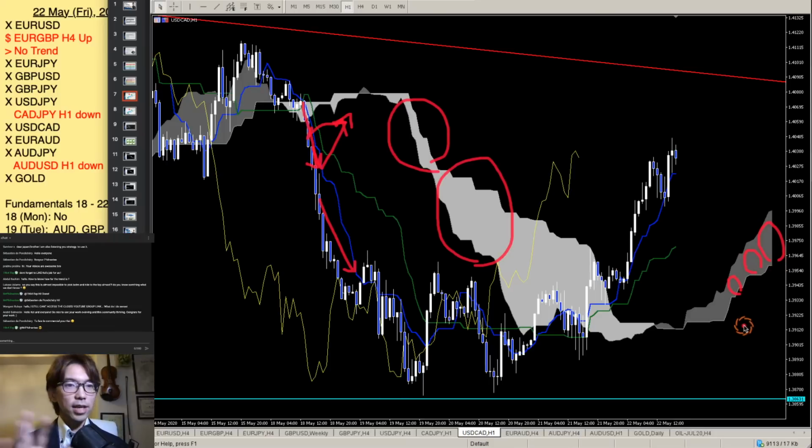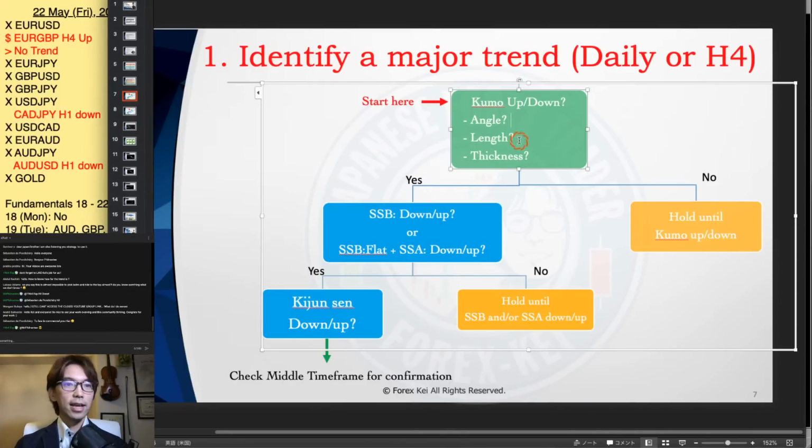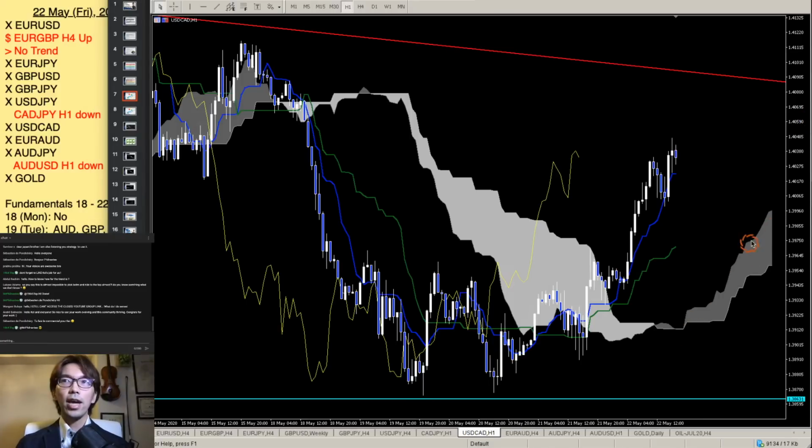So the Kumo is thick enough, right? So actually it meets these three questions. The angle is okay, it's upwards, the length is okay, it's long enough, and the thickness of the Kumo is okay. Okay, and then we move on to the next question.